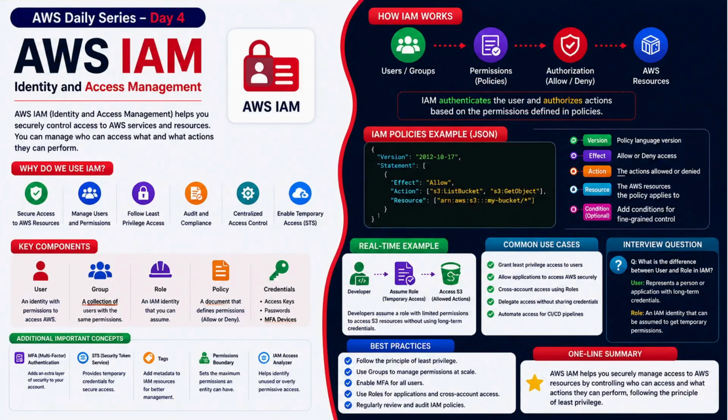Next comes policies. Policies are the documents that define permissions. They specify which actions are allowed or denied, and which AWS resources can be accessed. For example, a policy may allow reading files from an S3 bucket, or starting or stopping EC2 instances, or it may explicitly deny certain actions. We can simply put it as policies define permissions and IAM enforces them.